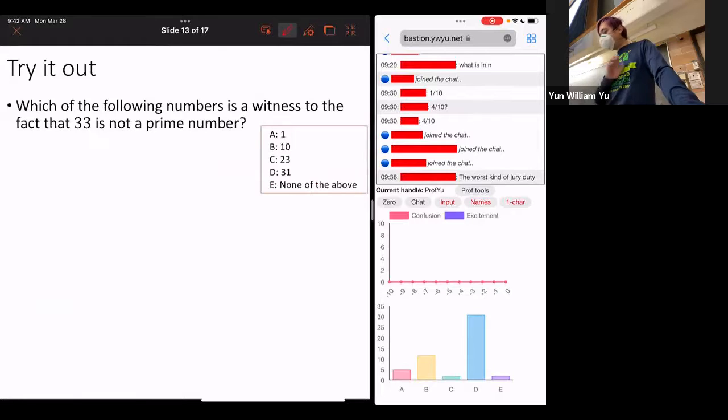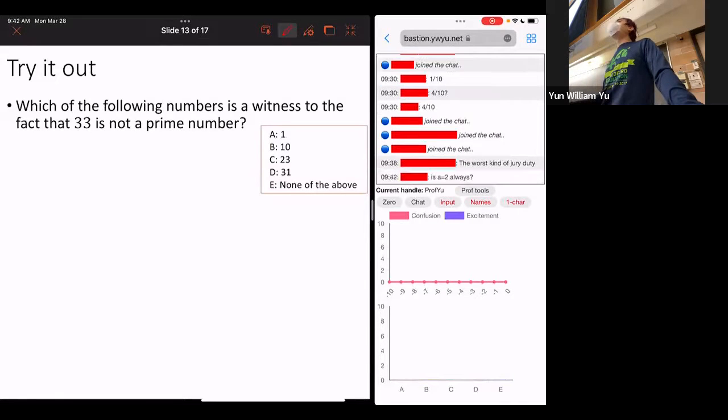Okay, try it out. Which of the following numbers is a witness to the fact that 33 is not a prime number? So hopefully you all know that 33 is not a prime number. It's divisible by 3 and 11. But is a equal to 2 always a witness? No, it's not. So here, I'm having you check which one of these different values of a works. These are possible a's. In fact, you can choose any number between 2 and 32 as a possible witness.